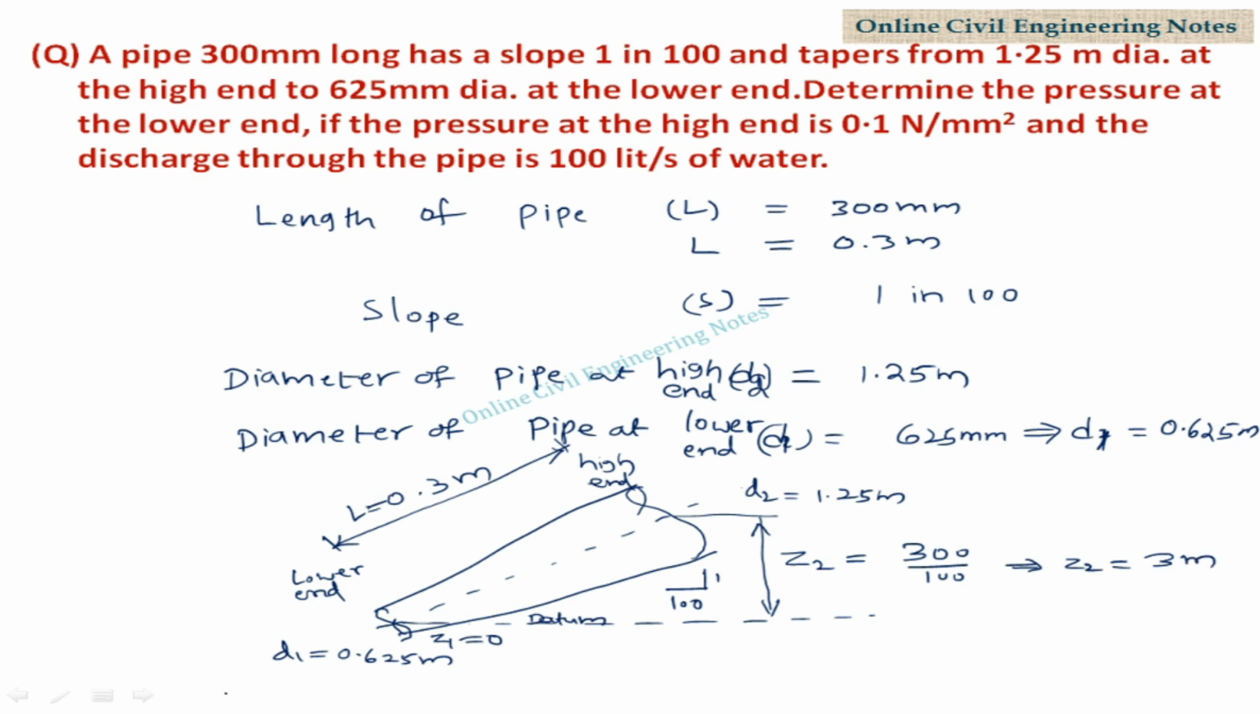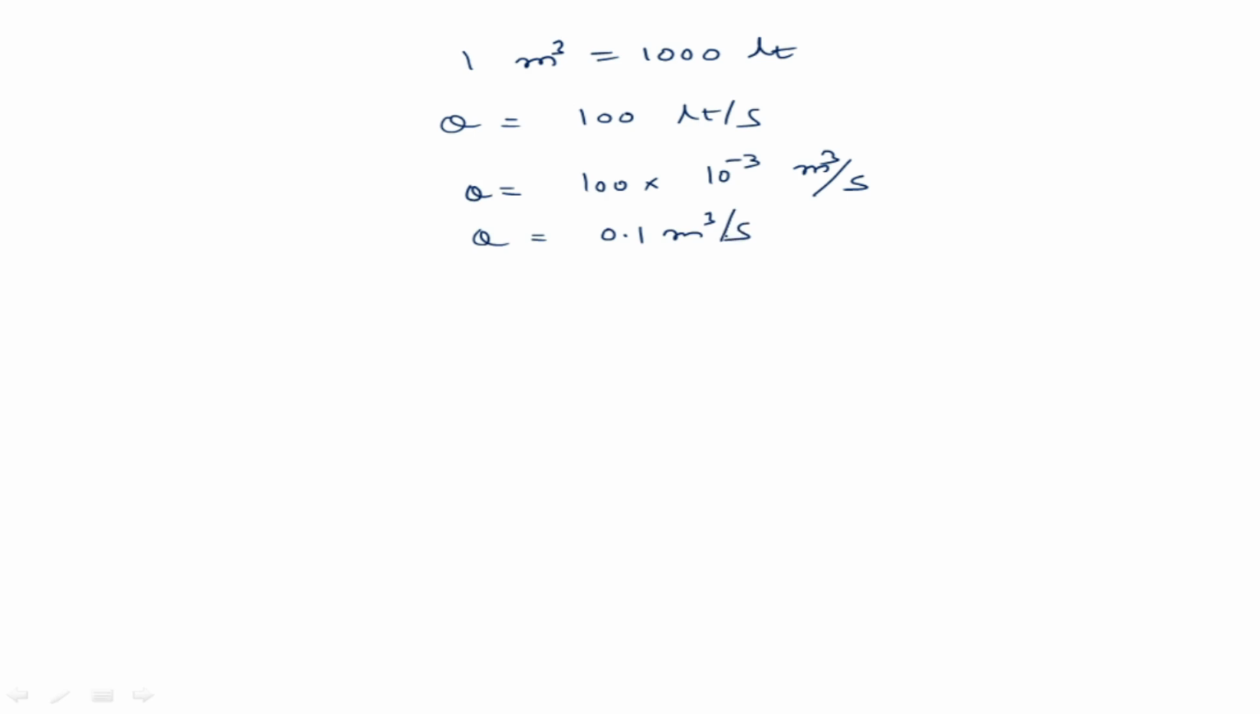Discharge through pipe is also given. Discharge through pipe Q is equal to 100 liters per second. We know 1 cubic meter is equal to 1000 liters. Here Q is given as 100 liters per second. 100 into 1 liter is 10 power minus 3 meter cube per second. Therefore Q is equal to 0.1 meter cube per second.